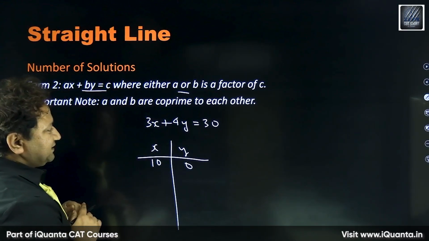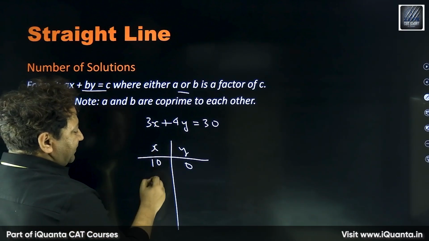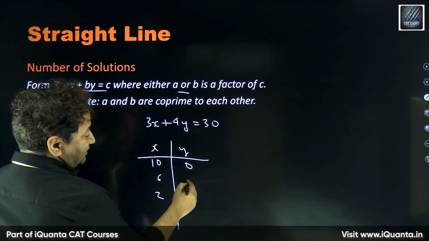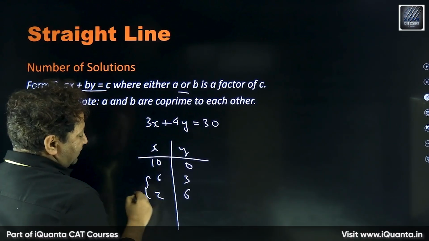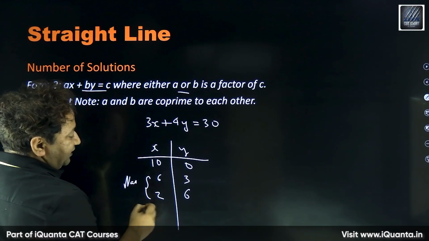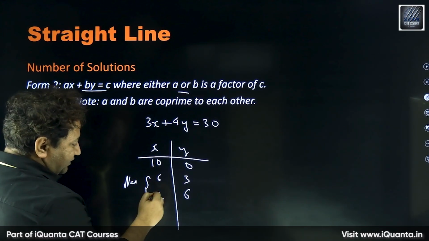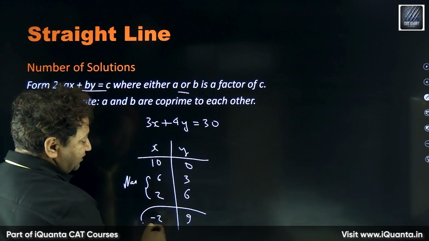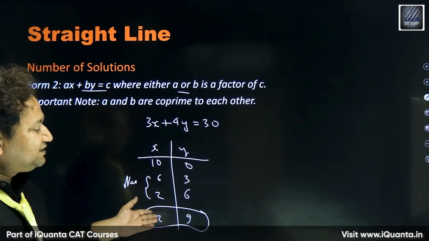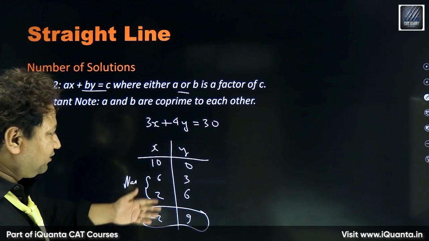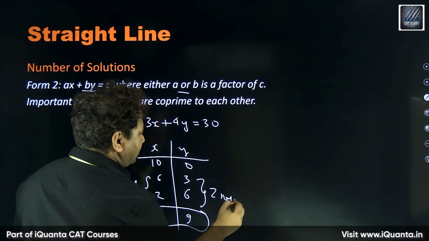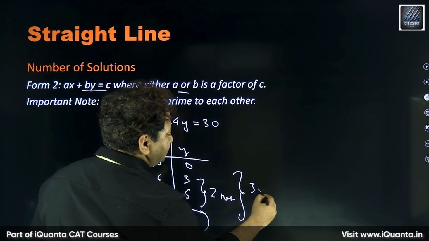Let's decrease x by the coefficient of y. 10 minus 4 is 6, 6 minus 4 is 2. Here y is 0, 3. These two are the natural solutions. But you see here, if I decrease it further by 4, I get minus 2. Here, I'm not getting whole solutions at all, right? I'm not getting 0. Like x cannot be 0. Y can be 0. So here I've got 2 natural solutions, but 3 whole solutions.